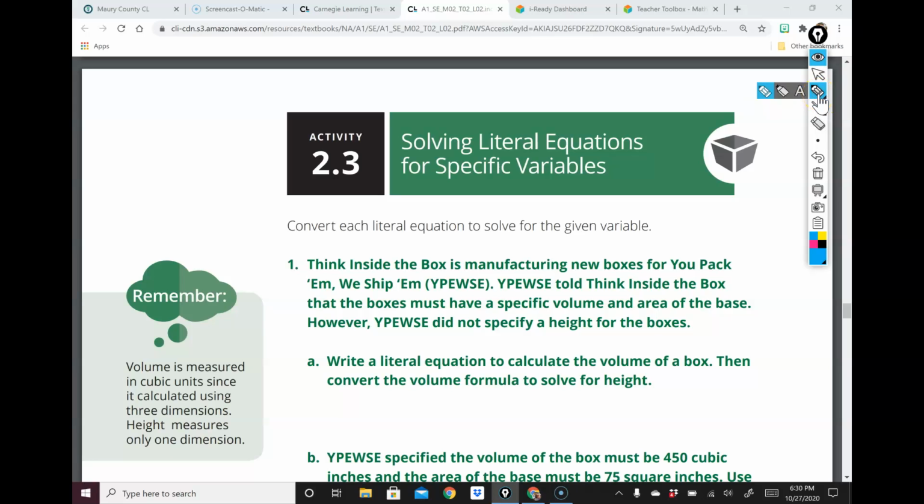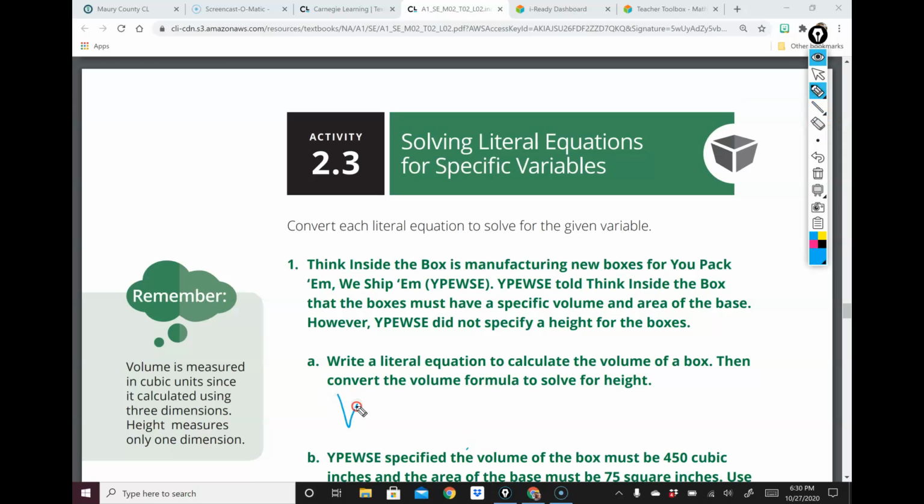Think Inside the Box is manufacturing new boxes for You Pack 'Em, We Ship 'Em. You Pack 'Em, We Ship 'Em told Think Inside the Box that the boxes must have a specific volume and area of the base. However, they did not specify the height for the boxes. Write a literal equation to calculate the volume of a box, then convert the volume formula to solve for height.